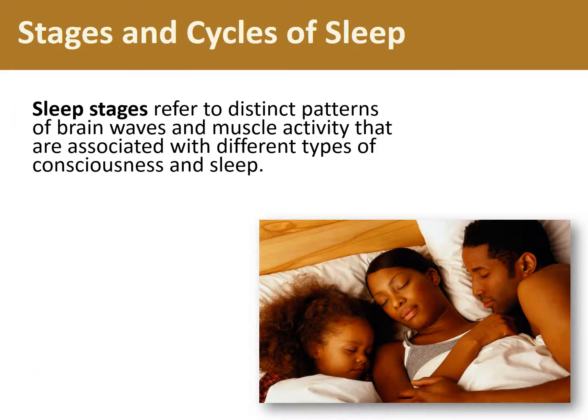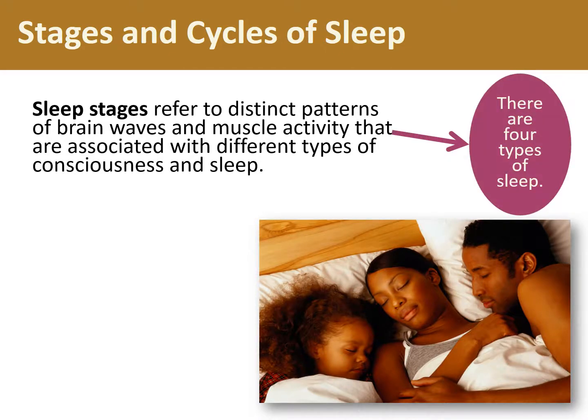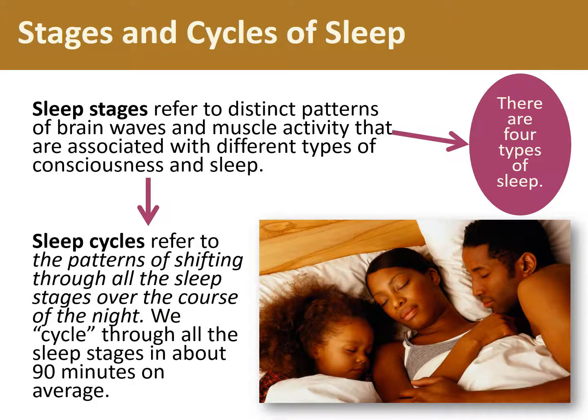As I was mentioning, the sleep stages are distinct patterns of brain waves associated with consciousness and different aspects of sleep. And there are four main types of sleep. These four main types of sleep are basically repeated over a 90-minute cycle. You may not go through them in the same order all the time, depending on how sleep deprived you are, but you will go through the various sleep stages.